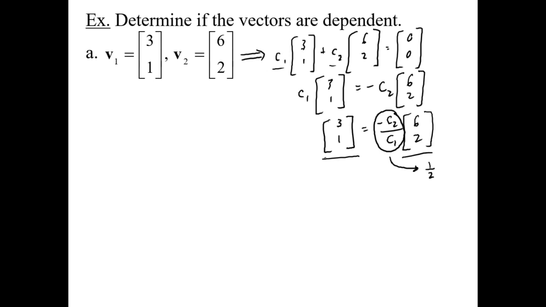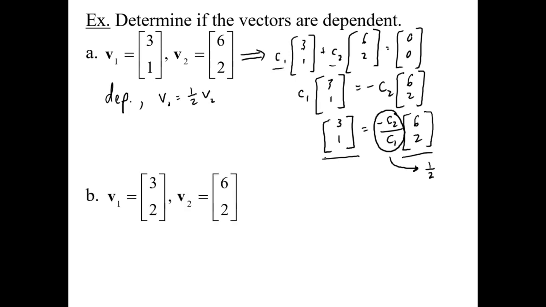So the answer is these are dependent because v1 is equal to 1/2 of v2. Or you can say v2 is equal to 2 times v1. It doesn't matter. But the point is there's some relationship between those. Using the same logic, the only way that these will be dependent is if one of them is a multiple of the other. In this case, that is not true. So these are independent because v1 is not a constant times v2.